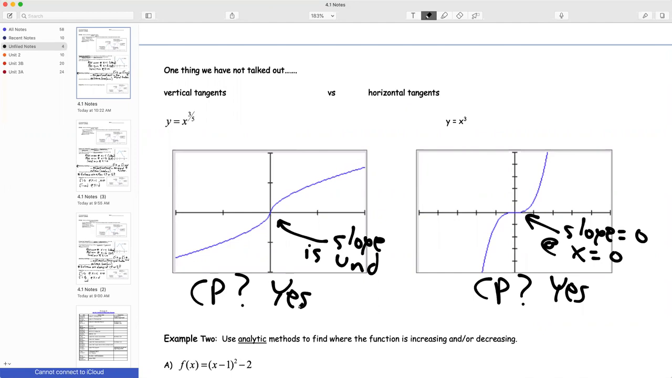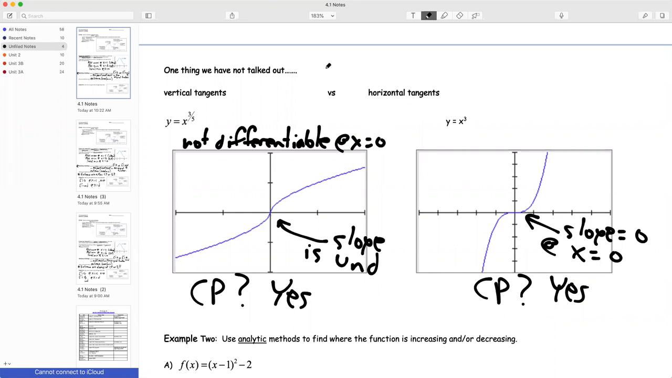However, I could say that it is not differentiable. It is not differentiable at x is equal to 0 in this case. Not because the slopes are different on each side, but what is my slope at 0? It's undefined. And since it does not have a slope, therefore it does not have a derivative, therefore it is not differentiable. Whereas the horizontal tangent, it does have a derivative at 0, it's equal to 0.